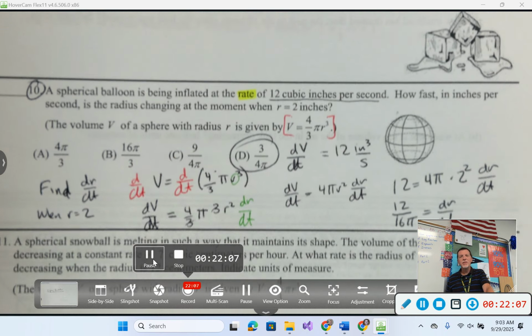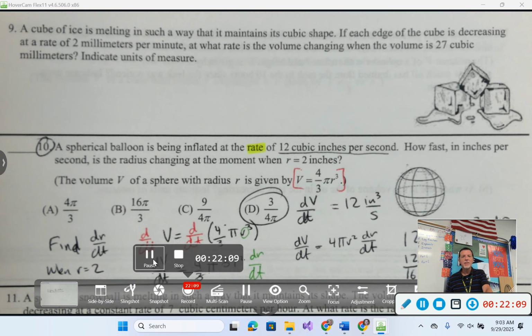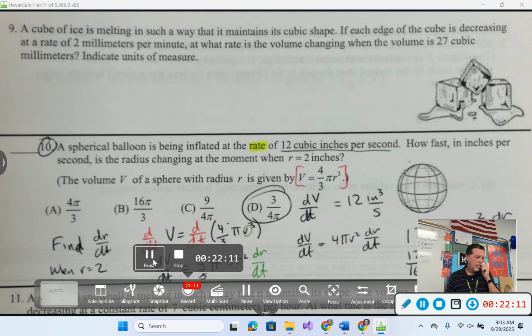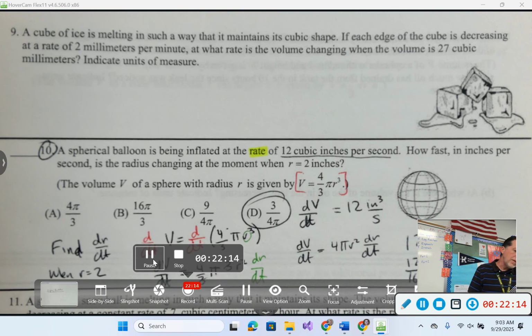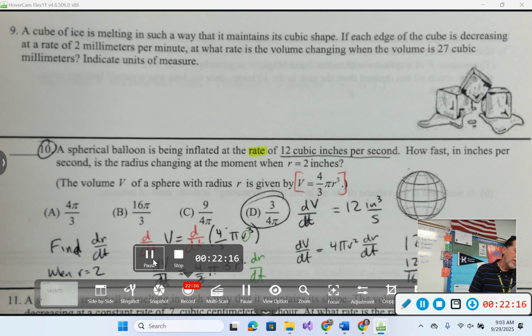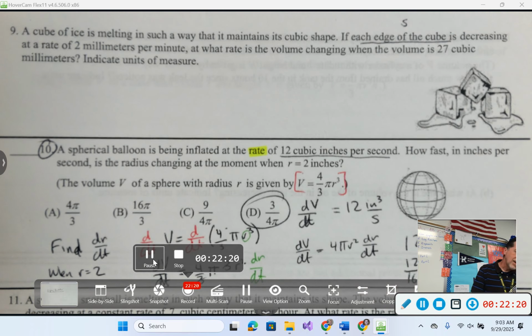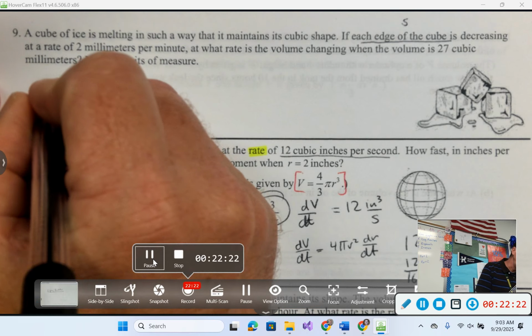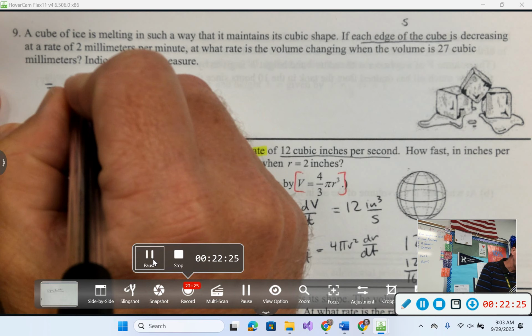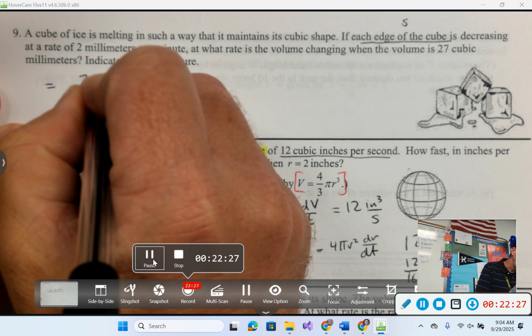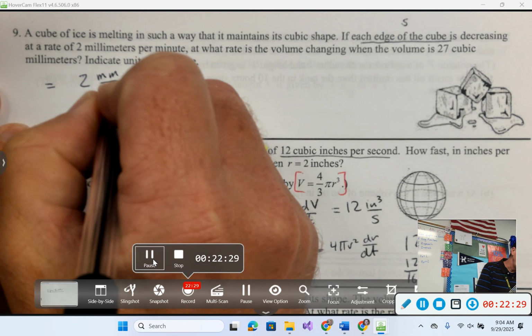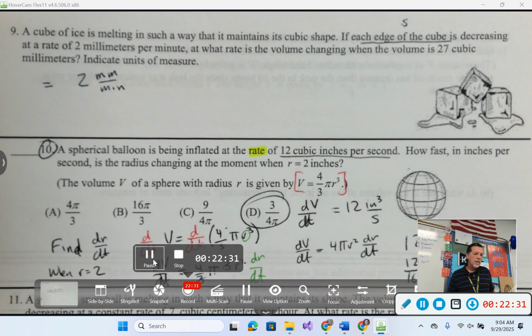Let's back up and do the cube. We got time to do the cube on number 9. The cube of ice is melting in such a way that it maintains its cubic shape. If each edge of the cube, that sounds like s, is decreasing at a rate of 2 millimeters per minute, at what rate is the volume changing?